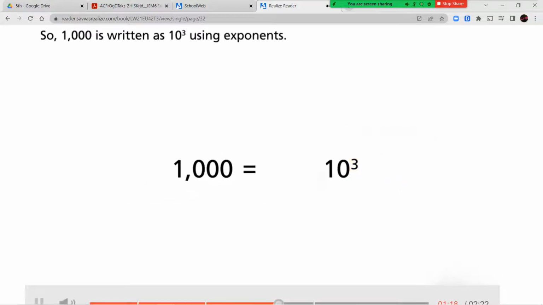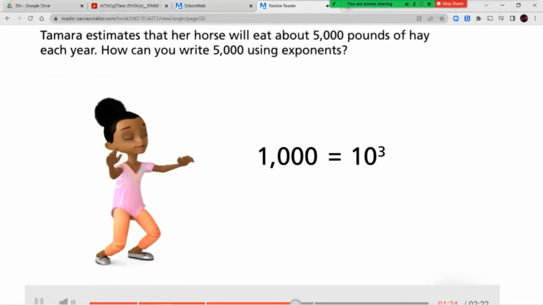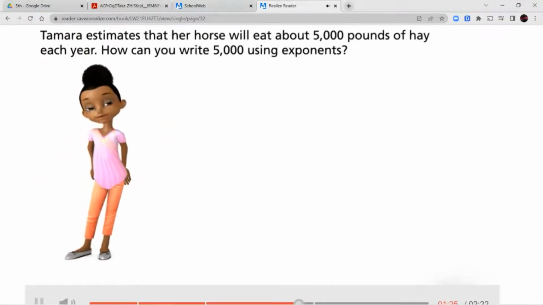So 1,000 is written as 10 to the third power using exponents. Tamara estimates that her horse will eat about 5,000 pounds of hay each year. How can you write 5,000 using exponents?